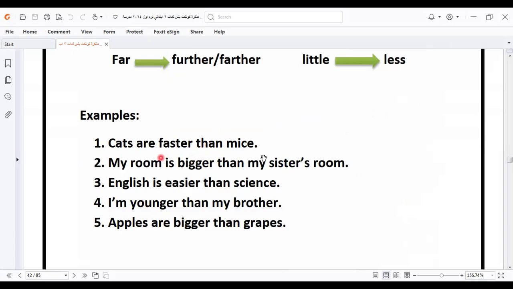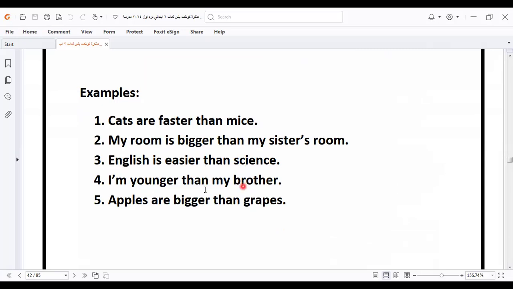Cats are faster than mice. My room is bigger than my sister's room. So here we compare two persons or two animals with each other. Let's say cats are faster than mice. My room is bigger than my sister's room. English is easier than science. I'm younger than my brother. Apples are bigger than grapes.